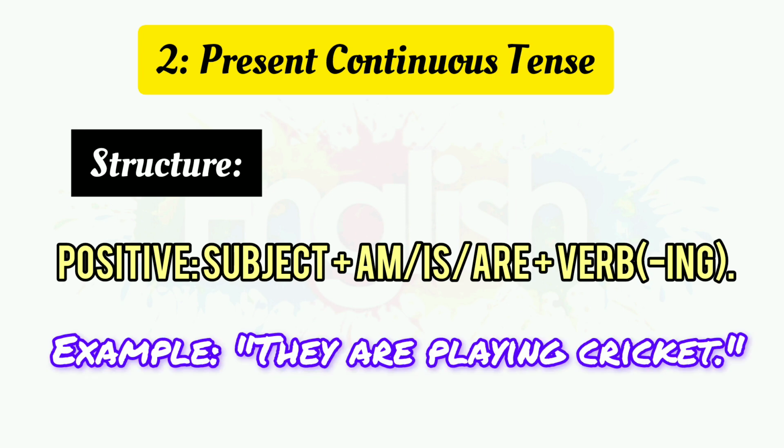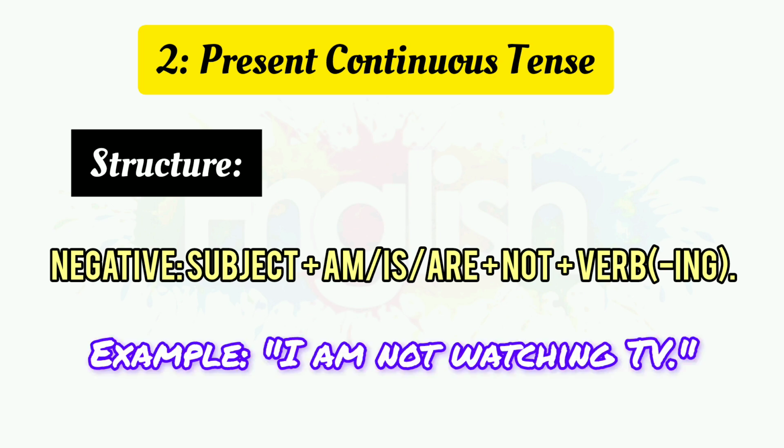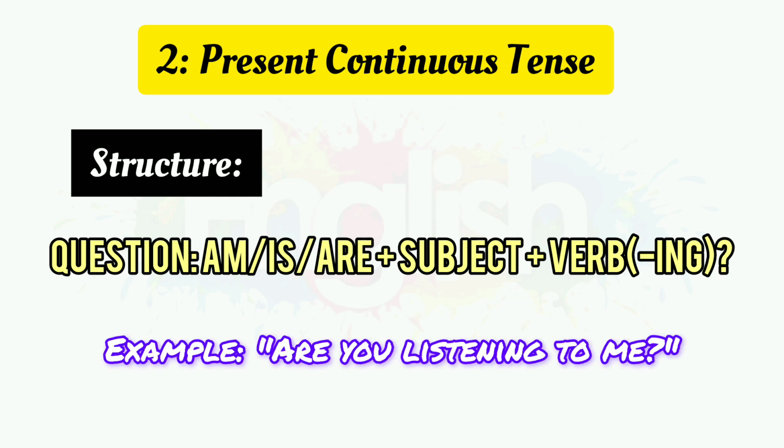Structure, positive: subject plus am, is, or are plus verb plus ing. Example, they are playing cricket. Negative: subject plus am, is, or are plus not plus verb dash ing. Example, I am not watching TV. Question: am, is, or are plus subject plus verb ing. Example, are you listening to me?